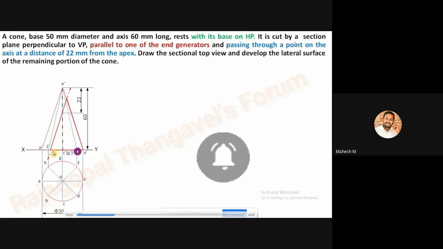Similar to that, in this line we are having 2 lines. So this one is O dash, and this particular point is D dash of F dash. So here also we are having 2 lines. And the end generator. So it is O dash to E dash. So this is a single line. Okay, so here there are 2 lines, here 2 lines, here 1 line.